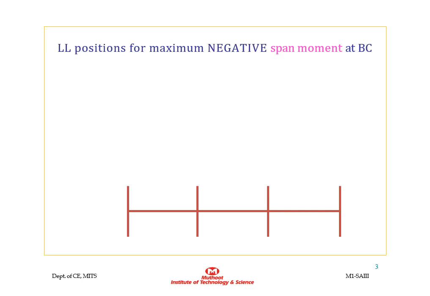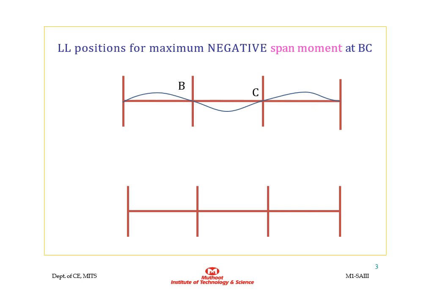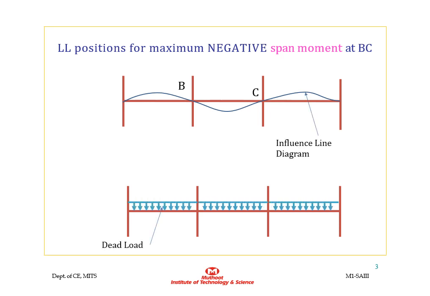So here is the live load position for getting maximum negative span moment at beam BC. This is our substitute frame, and this is beam BC. The influence line diagram should be like this for getting maximum negative span moment at beam BC. So the load is distributed throughout the beam ABCD, and the live load distribution should be like this. The beam under consideration should be unloaded with the live load, and the adjacent span should be loaded with the live load for getting maximum negative span moment at beam BC.